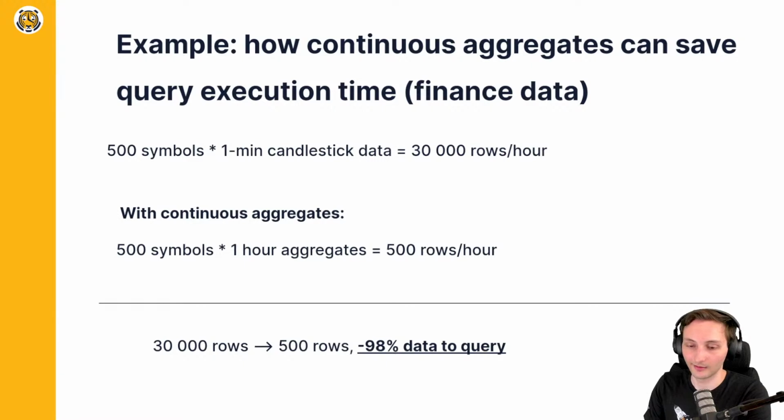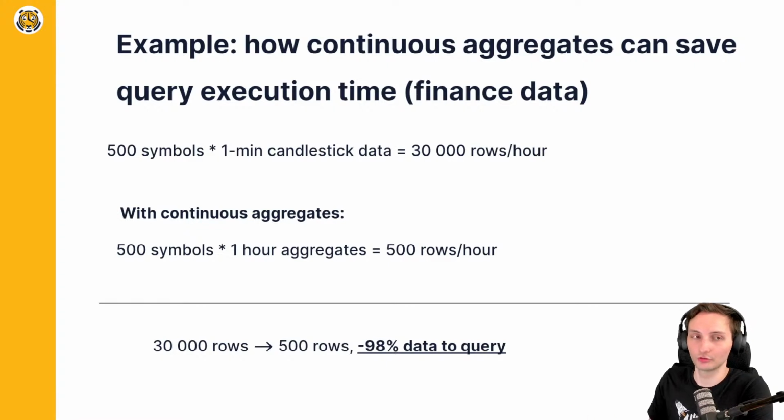But instead of querying 30,000 rows, you need to query only 500 rows. And that means you have 98% less data to query. And so basically, you only need to query 2% of the total amount of data to get the aggregated values.